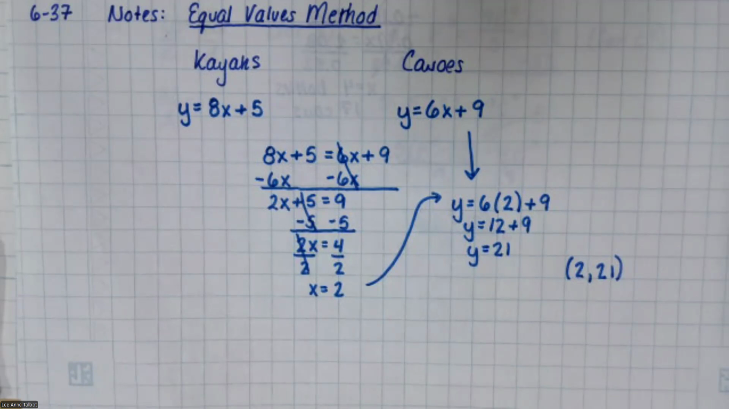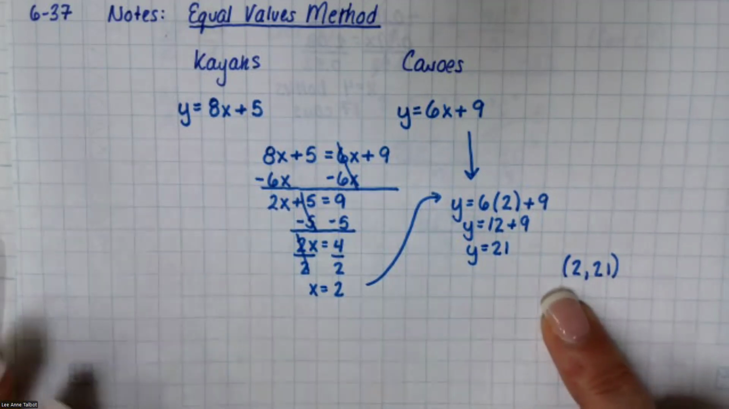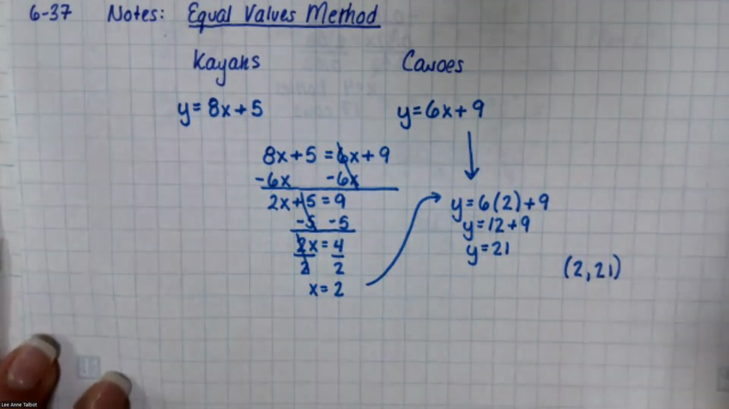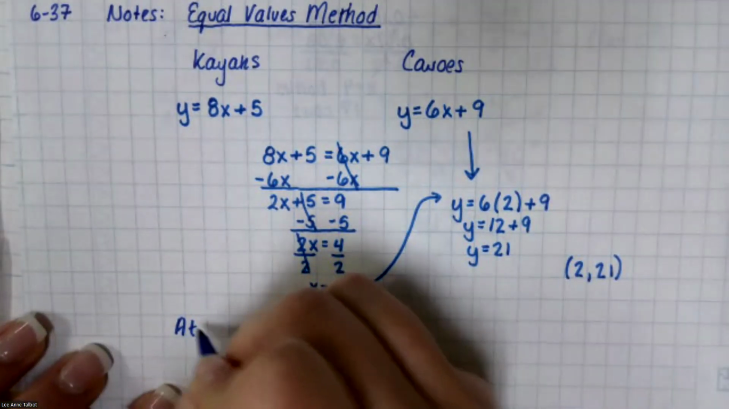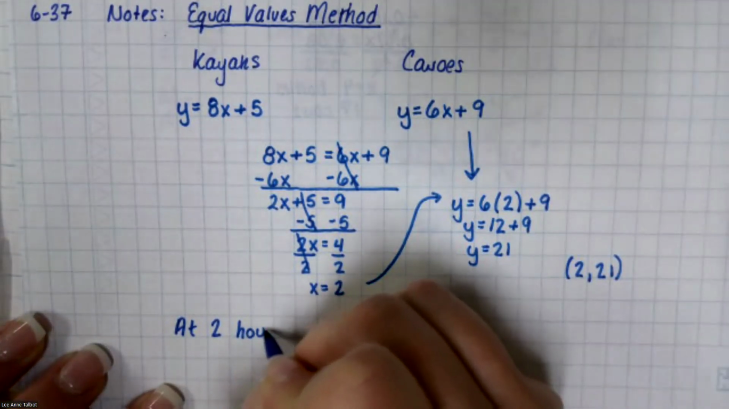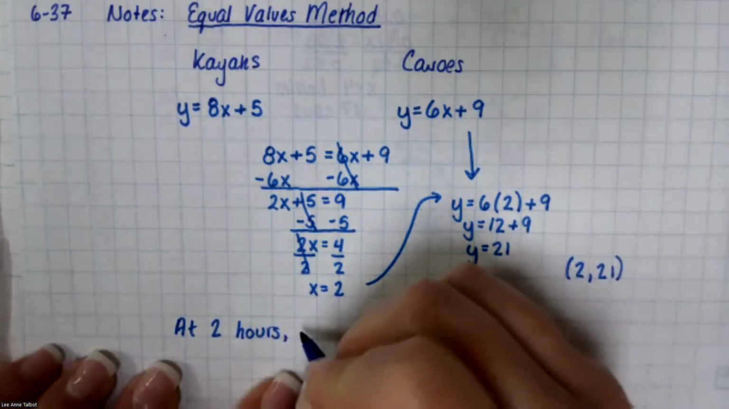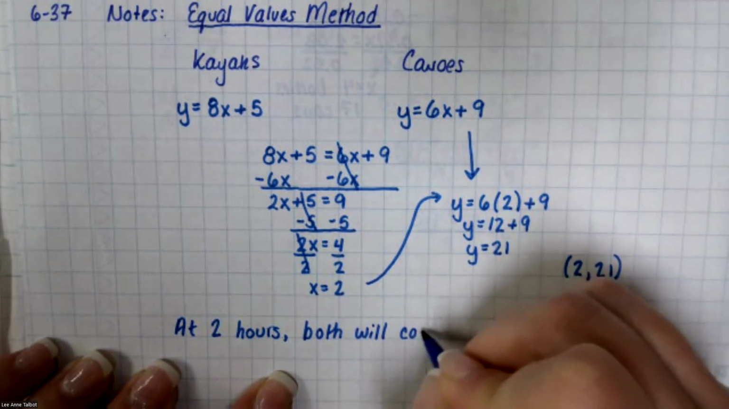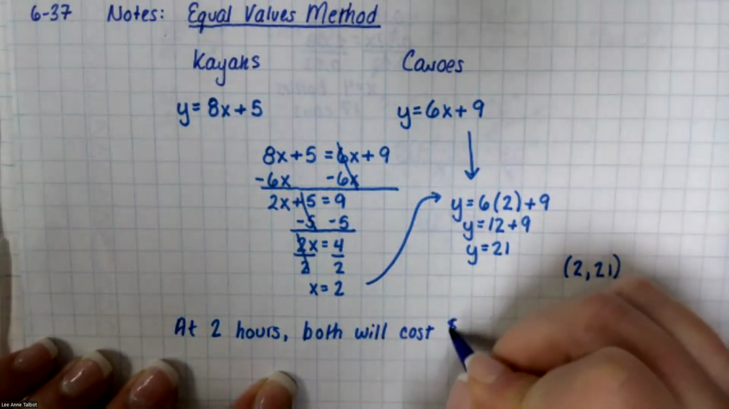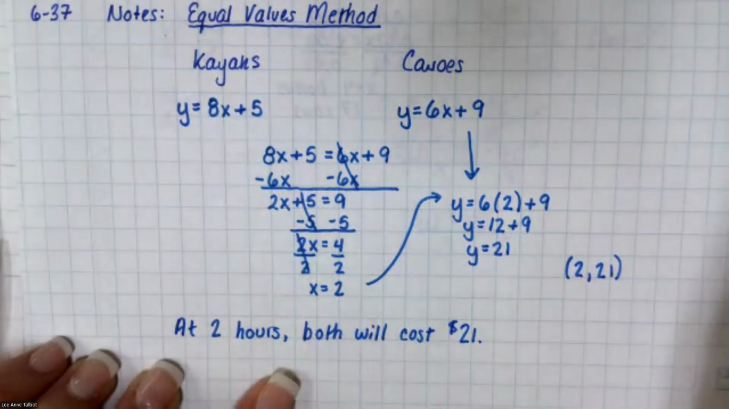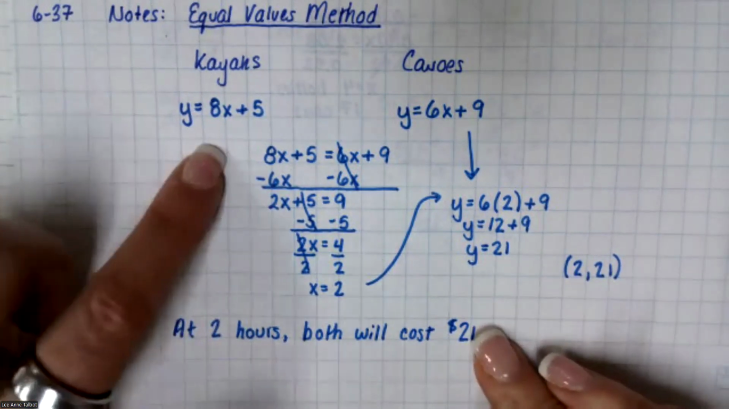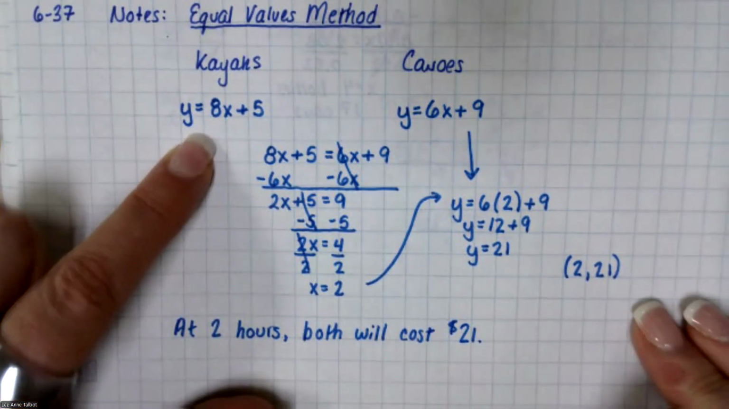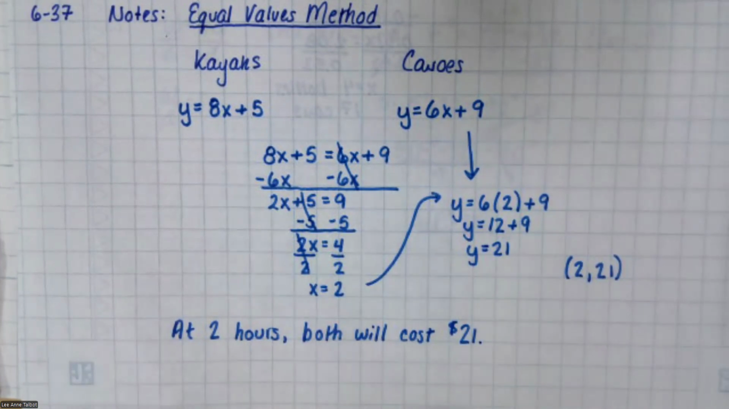Yeah, exactly. You're correct. Both of you are correct. So this is time. This is money. So at 2 hours, both will cost $21. After that, kayaks become more expensive. And before that, canoes were more expensive.